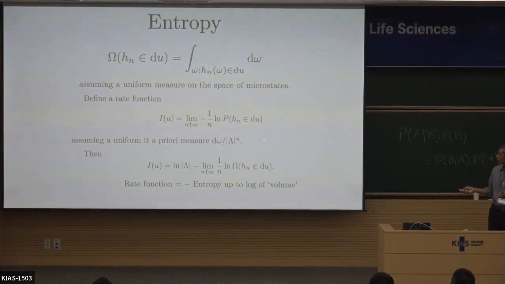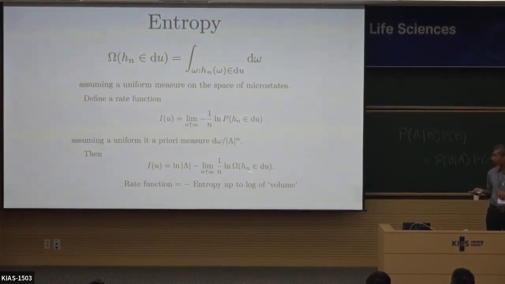And the rate function is defined as usual, exactly as minus 1 over n log probability that h_n is in this little interval u to u plus du. I'm assuming that we have a uniform measure. Lambda is the volume of a single particle, the phase space, if you like, of a single particle. So then the rate function is just this volume factor, which is not really interesting, minus the log of the volume.